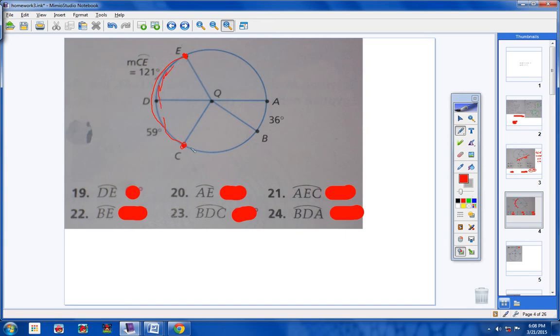Alright, so arc CE is 121 degrees. They tell you that right here, okay? Now with that in mind, if this whole arc from here to here is 121, look, if this much is 59, then that simply means this one right here has to be what? 62. Because from here to here is 62, and from here to here is 59. 62 plus 59 is 121.